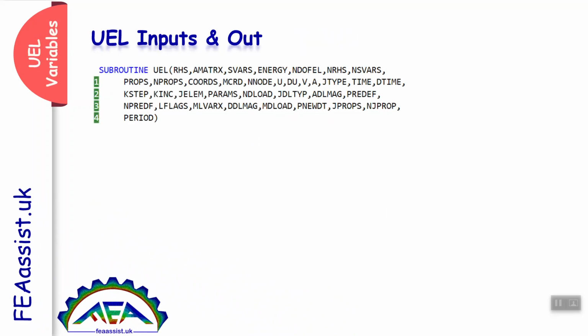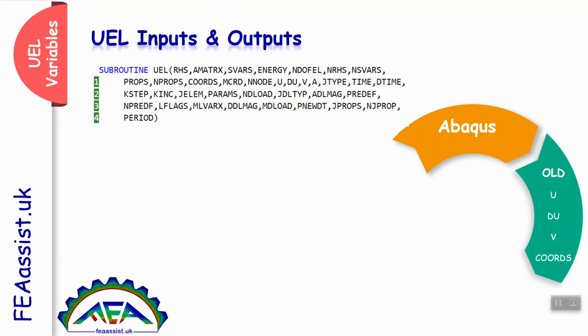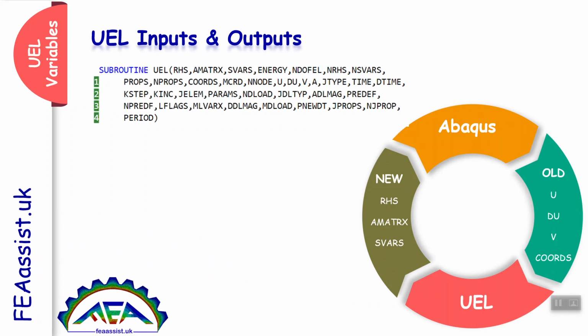UEL variables. UEL has some variables. Some of them are inputs. We need to get those inputs, process them, and export them as outputs to Abaqus. In other words, Abaqus computes some variables, which are the displacement of the points, the derivative of displacement of the points, the velocity of the points, coordinates and position of the points, and so on. We need to get these variables and define the interpolation matrix, interpolation function, and the element's force matrix variables, and return these new variables back to Abaqus.